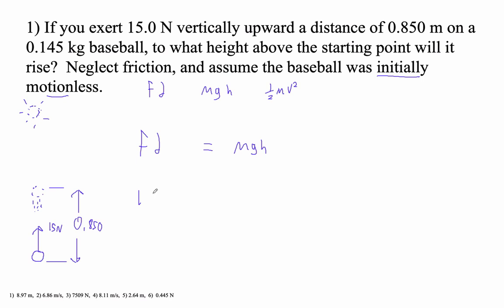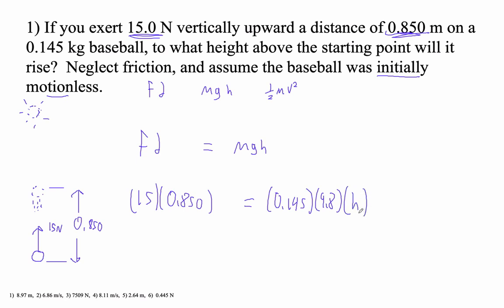So let's figure this out. So 15 times 0.850, that's our force times our distance, right? Turns into mgh, so 0.145 times 9.8 times some height, right? That's fun. Okay, so 15 times 0.85 divided by 0.145 divided by 9.8 is 8.97. So the height is 8.97 meters. Ta-da.